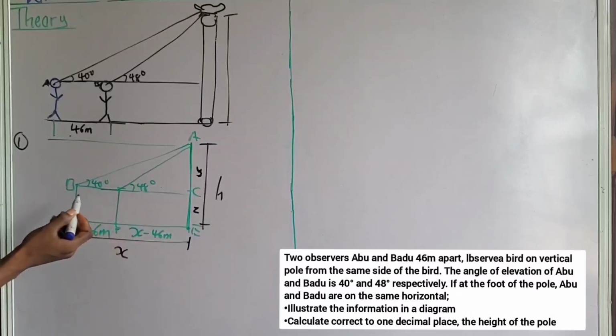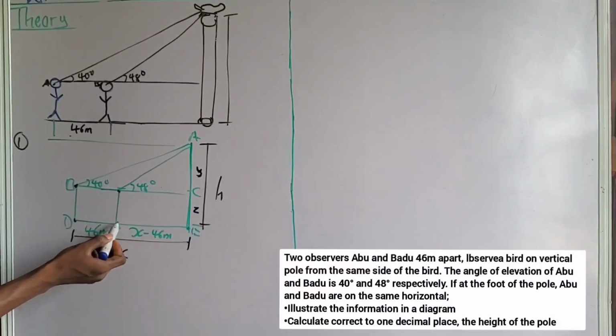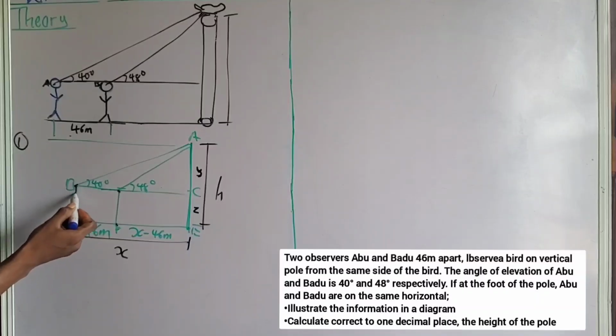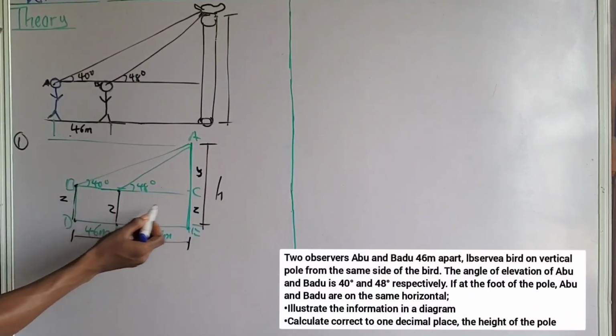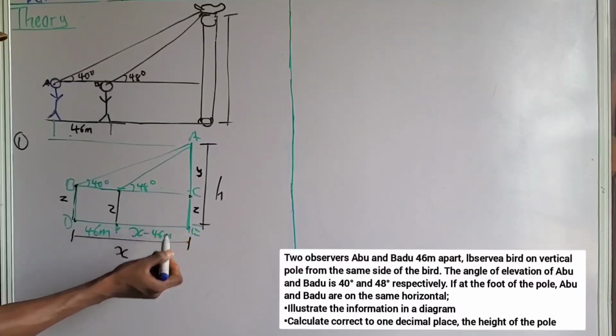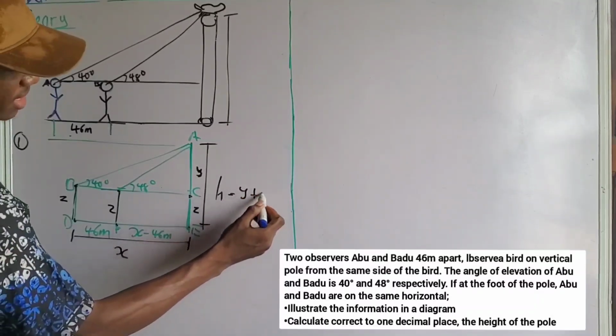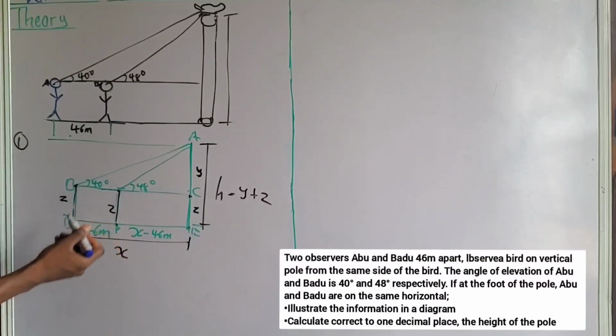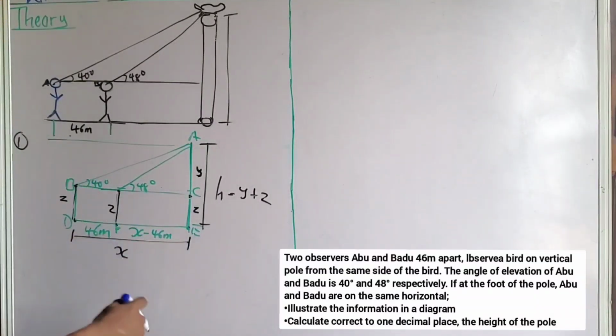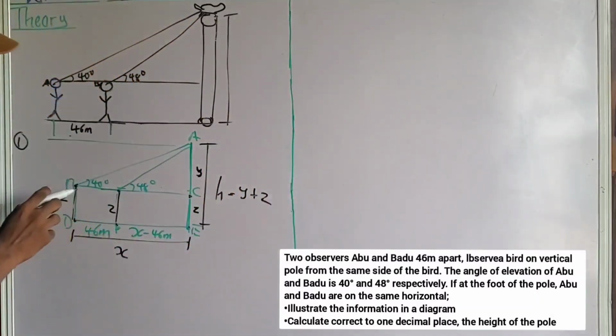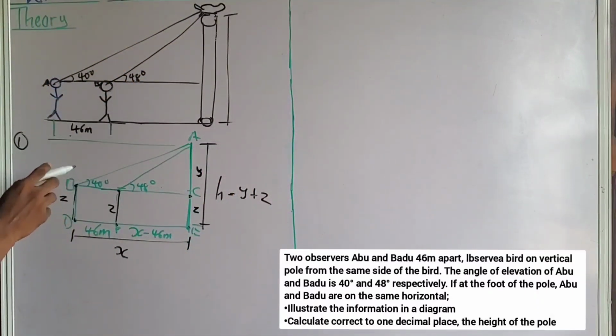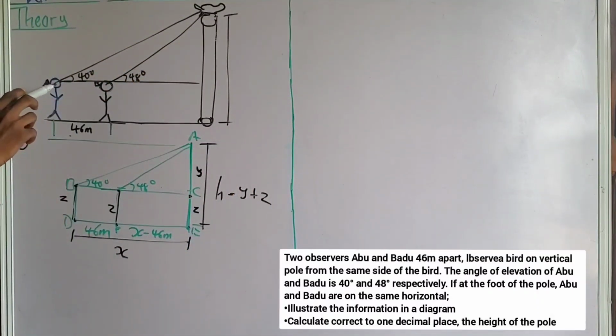To get the height of the pole, you need the height of Abu and Badu. Let's say this is z. The distance between this point and this point will also be z. So the height will be y plus z. But we are not given the height, so we have to redraw the diagram, neglecting the height of Abu and Badu.